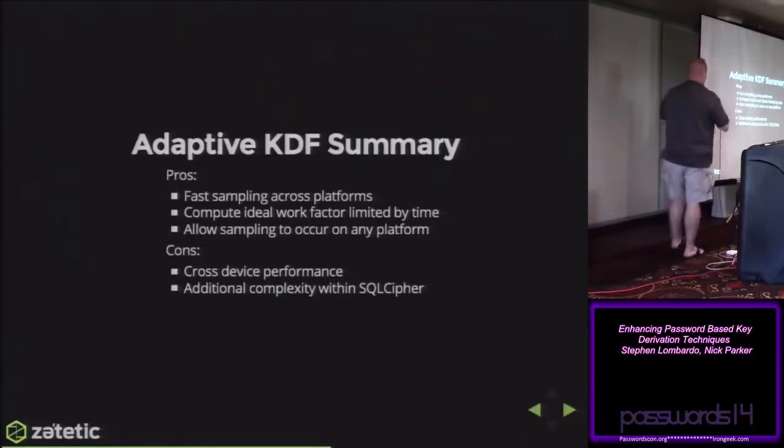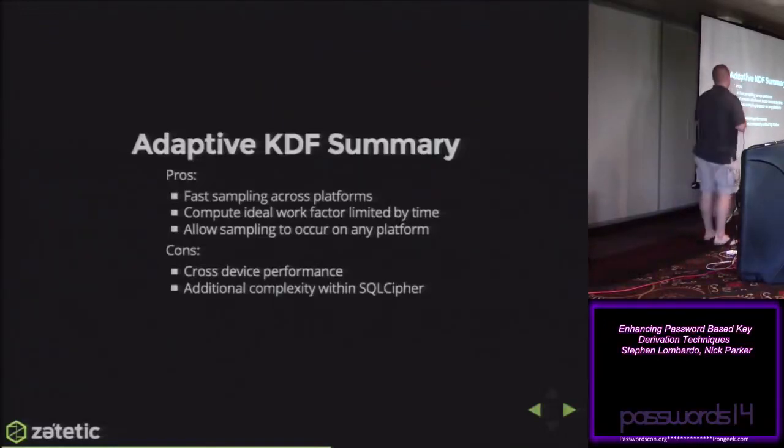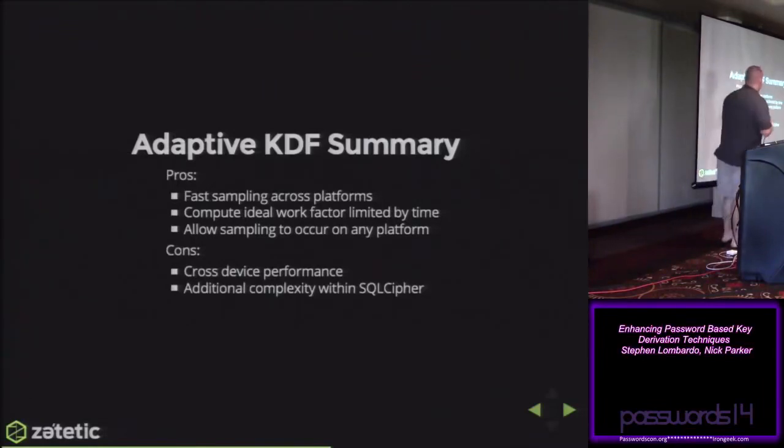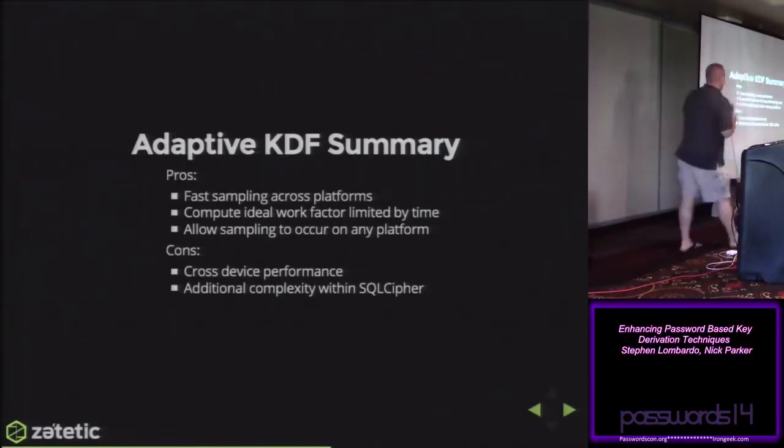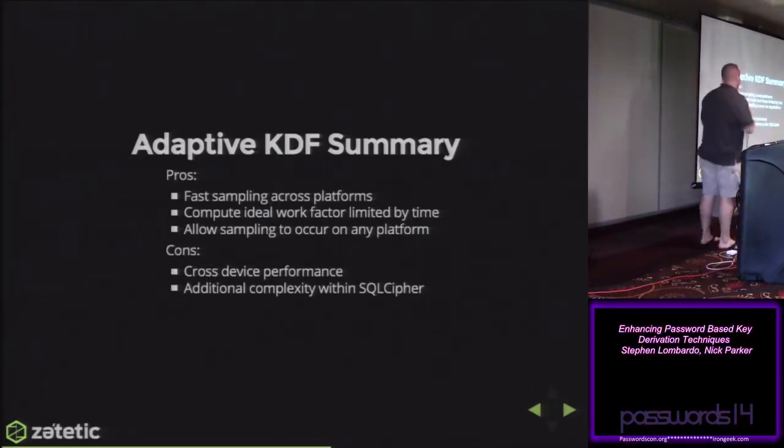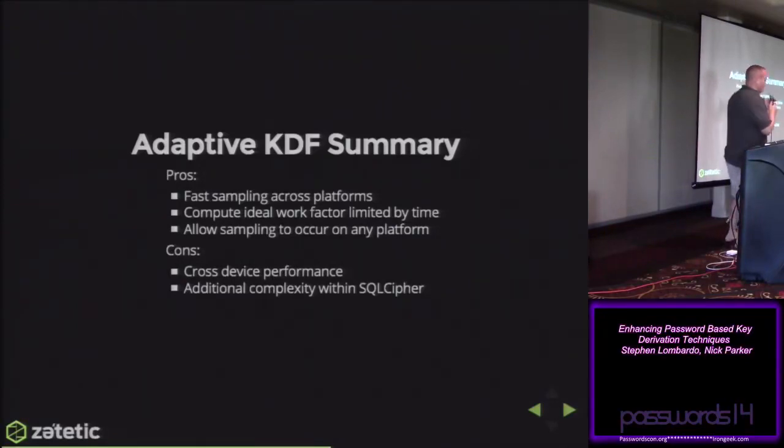So if we take a look at the pros and cons of being able to compute an adaptive work factor, the pro here is that we get a sample across all platforms. We can constrain it by time, right? So it's consistent by time, which is really what's important from an end user's perspective, whether they have access within half a second or 10 seconds. And we can sample that across all devices. PBKDF2 being, our computation routine focuses strictly on doing a linear calculation.